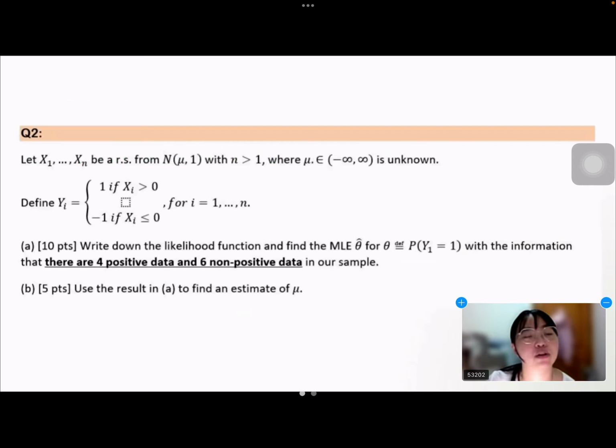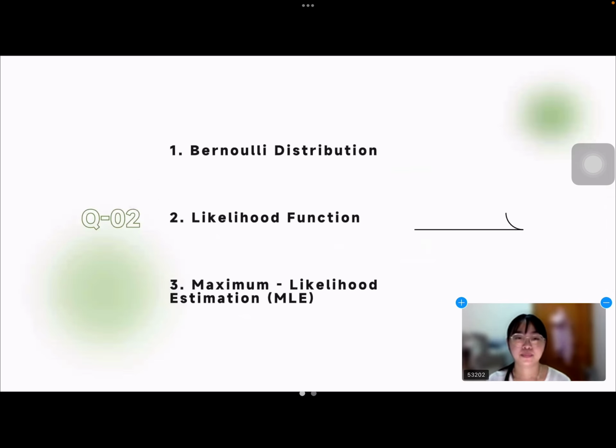Let's look at question 2. This question is about the likelihood function and MLE, and also the estimate of the unknown parameter. What we need to do in this question is know how to understand the Bernoulli distribution.